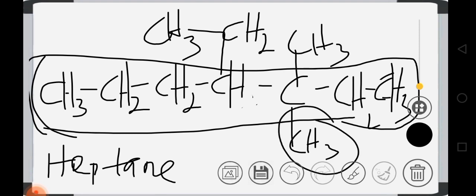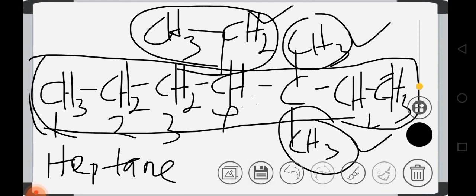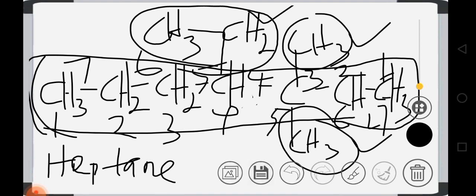We have a substituent here, a substituent here, and also a substituent here. Now this one is called methyl. This one is called ethyl. Now let's number it to see. We have 1, 2, 3, 4, 5, 6, 7. That is one option to number this chain. Another option is 1, 2, 3, 4, 5, 6, 7. That's another option. So let's pick this first option.